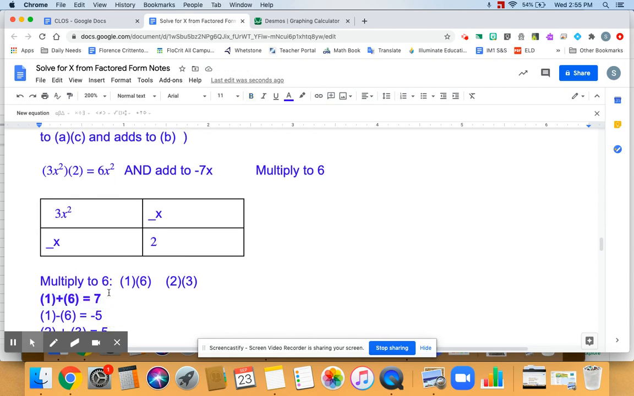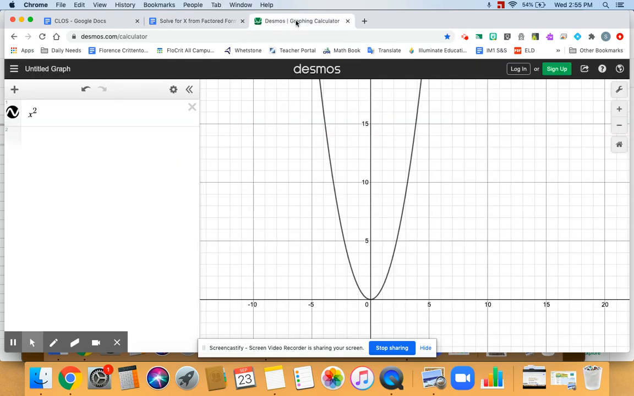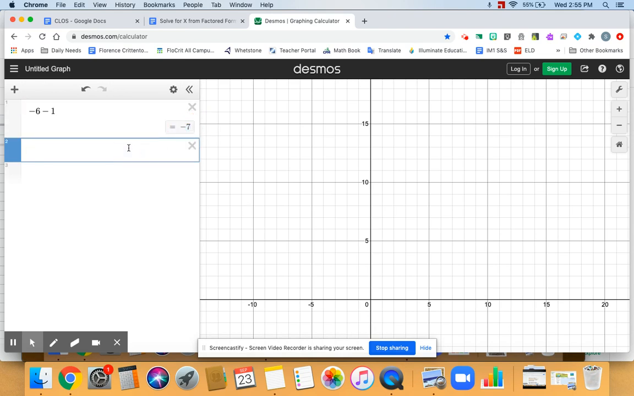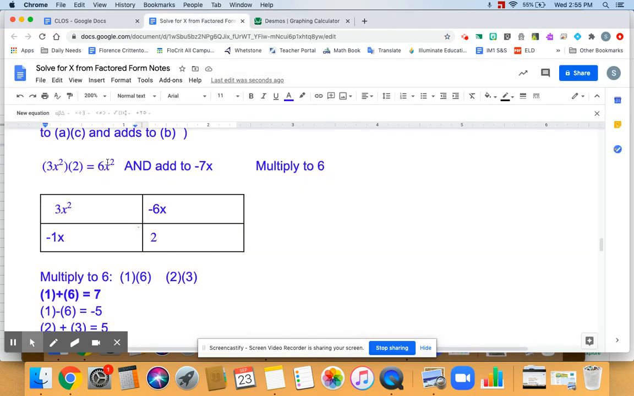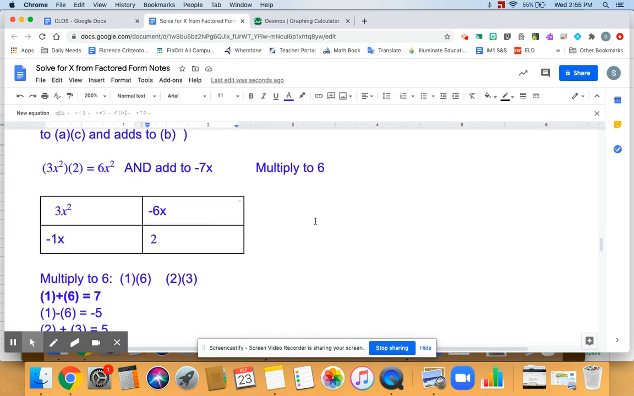Now I just have to check the signs, though, because if I do positive 1 and positive 6, when I add 6 plus 1, that's positive 7, not negative 7. So what if they're both negative? Well, if I check it, negative 6 minus 1 is negative 7. And since they're both negative, they will still multiply to a positive 6 like I want, because this 6 is a positive one. So now I know I'm good.